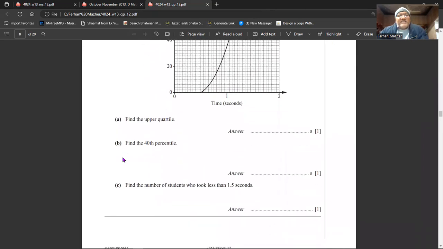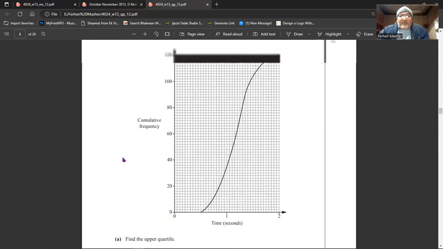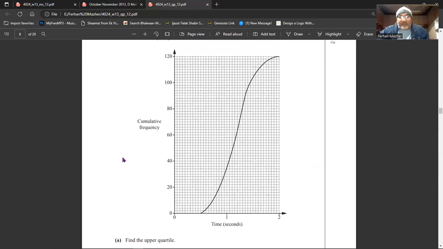Their first question is the upper quartile. Upper quartile is 75% of the total frequency, and here the total frequency, not cumulative, 120 is the total frequency. So 120 multiply 75 divided by 100, so you will get 90. From here, check where is the 90.